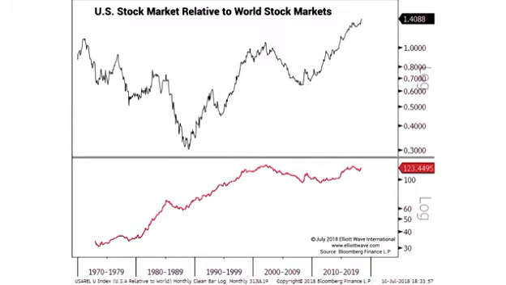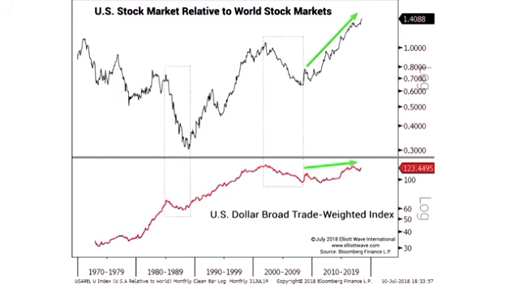This red line is the U.S. dollar broad trade-weighted index, or the dollar's value against a large basket of global currencies. It's along the same timeline, and we can highlight two periods which include U.S. stocks underperforming and a weaker dollar. One, in the second half of the 1980s, and two, most of the decade beginning in 2000, which included two large bear markets.